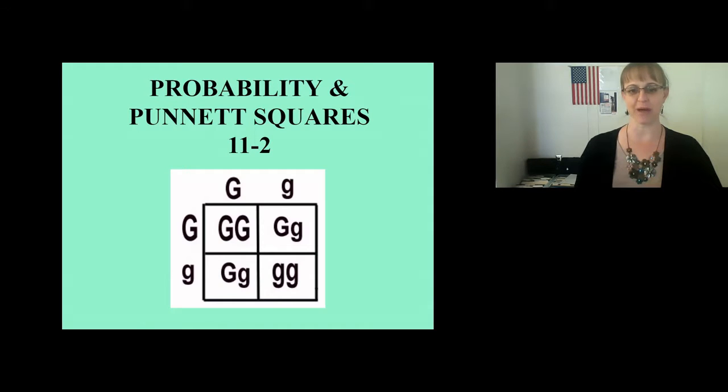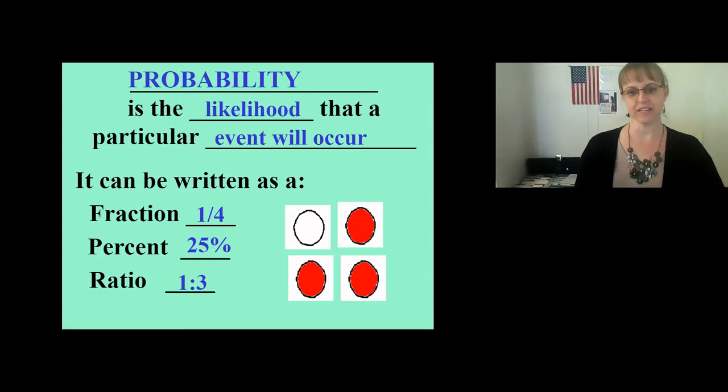So today we're going to learn about probability and Punnett squares. Probability is the likelihood that a particular event will occur. It can be written as a fraction, a percent, or a ratio. Let's look at all those.